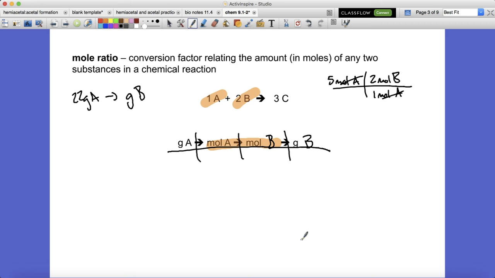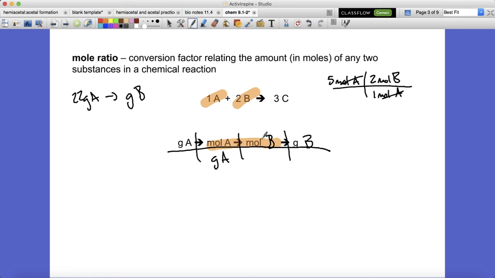is this, right? I use this tool all the time because it helps me organize my work and understand what I'm going to do. If I wanted moles of A and I started with grams of A, I would need to know a gram amount for A to put down here to convert grams into moles.